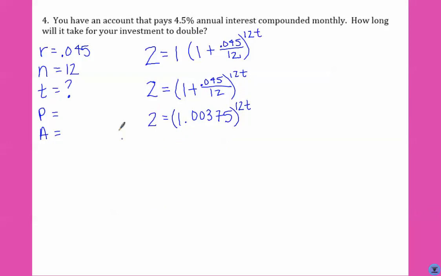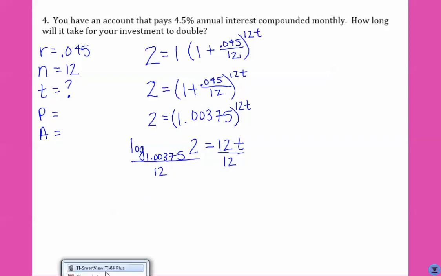Now, can we make these bases match? No, so we need to rewrite it in log form. It's going to be log base 1.00375 of 2 equals 12t. And then to find the time, I'm going to divide both sides by 12.